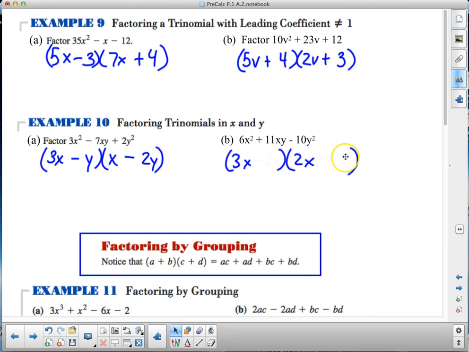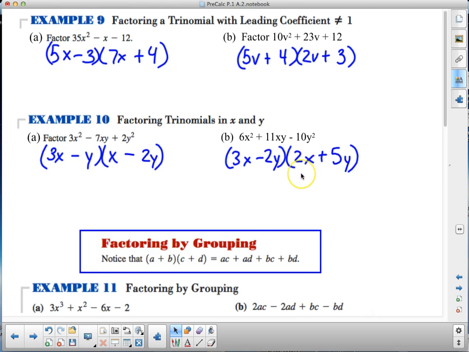And then I'm looking at this, and I've got 5, and 5 times 3 is 15. 2 times 2 is 4. So I'm going to have them split because this is negative, and this has got to be negative and positive. And their combination's got to be positive 11xy.